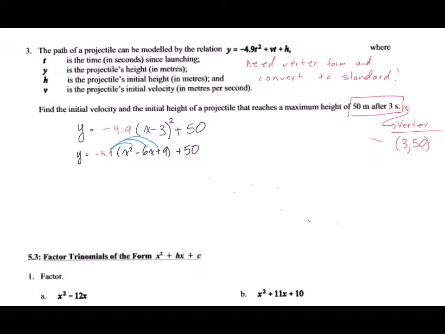Doing so, you're going to end up with y is equal to negative 4.9 x squared minus 29.4 x plus negative 44.1 plus 50.